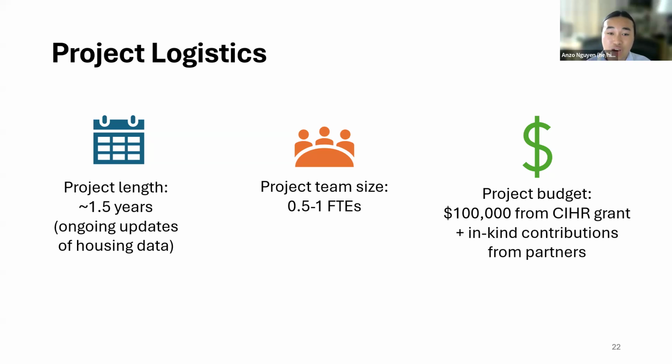When it came to people power to make this happen, it fluctuated depending on the workload and which phase of the project we were at, but generally about 0.5 to 1 full-time equivalent worth of effort was dedicated to this housing project by ONS team members. And in terms of the budget, we received a $100,000 grant from CAHR to complete our housing project. And we also received in-kind contributions from our partners, whether it was through the advisory group, or in-kind translation help from the City of Ottawa.